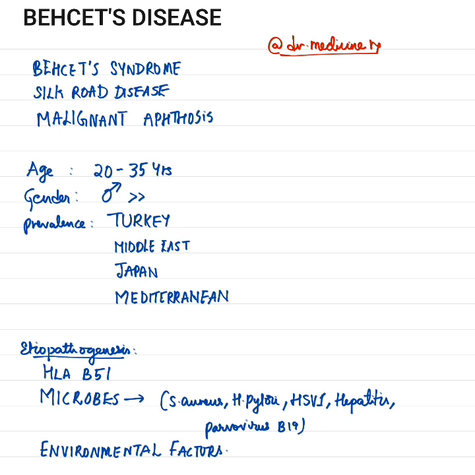It is also called Behcet's syndrome, Silk Road disease or malignant aphthosis, and it is commonly seen in the age group of 20 to 35 years, and males are more likely to be affected. Coming to prevalence, it is seen in countries such as Turkey, Middle Eastern countries, Japan, and Mediterranean countries. One of the reasons it is called Silk Road disease is that these countries correspond to the old Silk Road, the ancient trading route. That is why another name for Behcet's disease is the Silk Road disease.